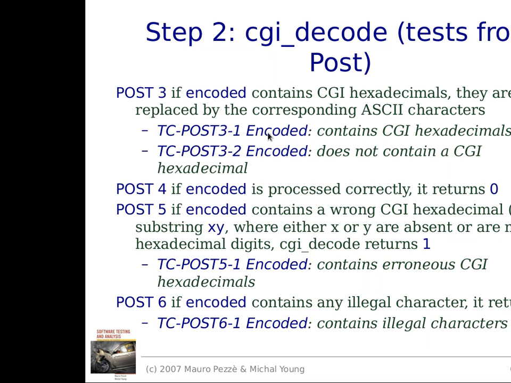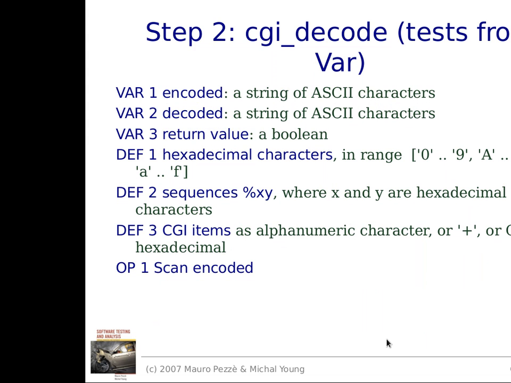If encoded contains hexadecimal, they are replaced by the corresponding ASCII, again for either the encoded input contains the hexadecimals or it doesn't. If encoded is processed correctly, return 0, or there's not too much we add to that. And then if encoded contains a wrong hexadecimal, we're going to say post 5-1 contains an erroneous CGI one. And post 6-1 contains a legal character. So we're just giving this a label for now. Variable ones are still good, and the rest of our definitions have not changed.